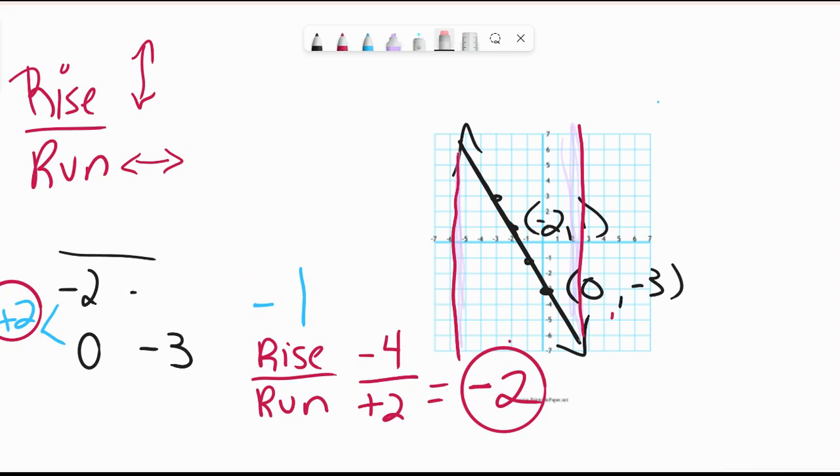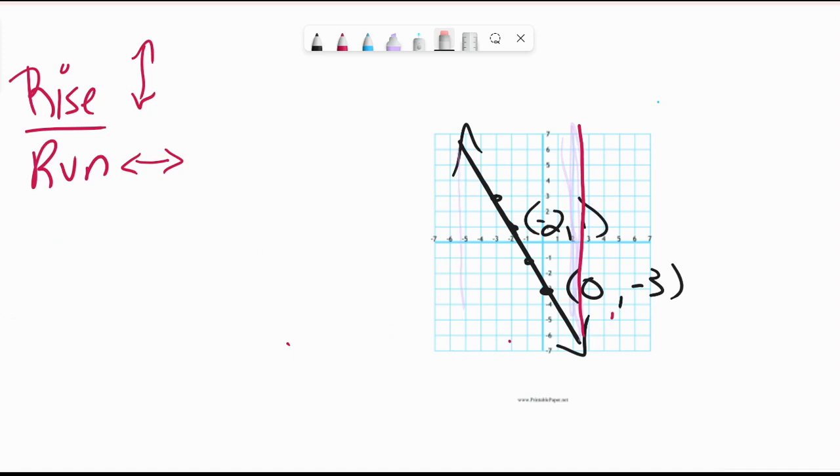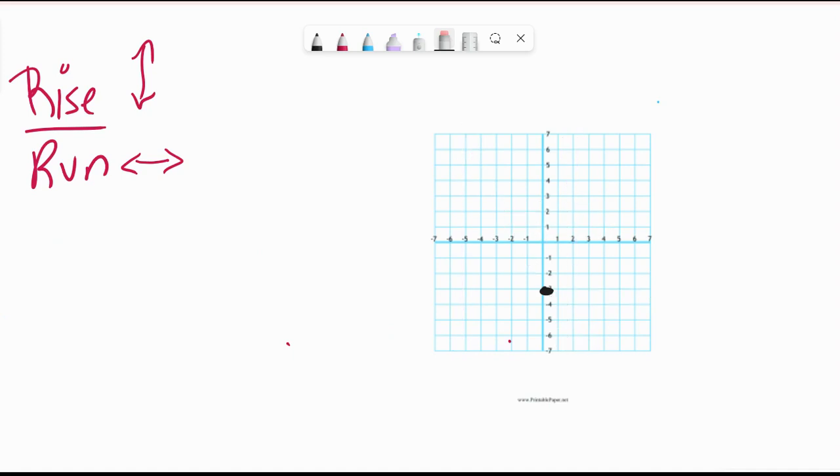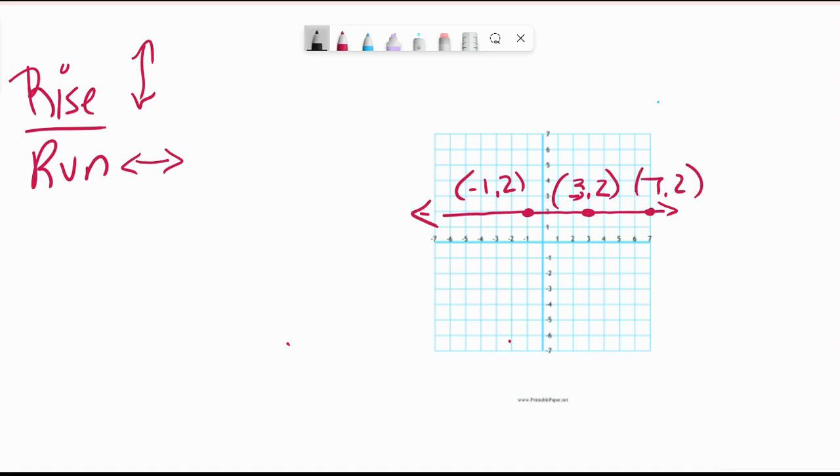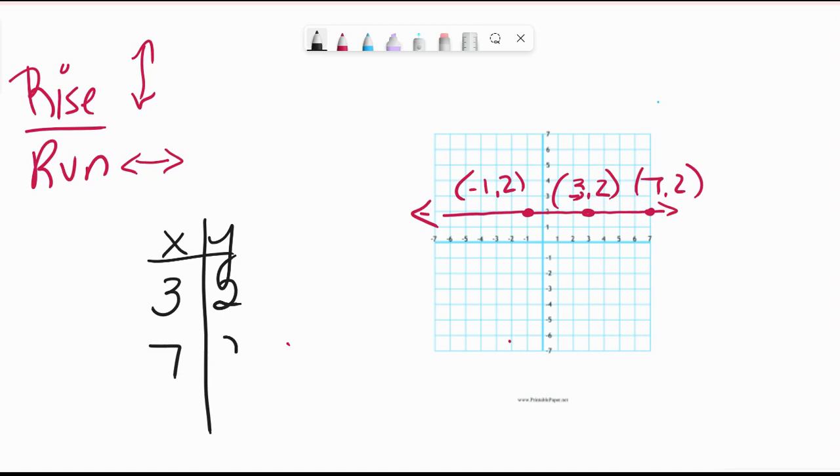Let's move on. Let's take a look at another example. In this example, the line's going to look like this. Say I have these points. And I'll write the points up top. It's -1, 2. It's 3, 2. And then we have 7, 2. Again, I can use any 2 points, but I like to use the positive numbers because I think it makes it more clear. So I'm going to use 3, 2 and 7, 2.